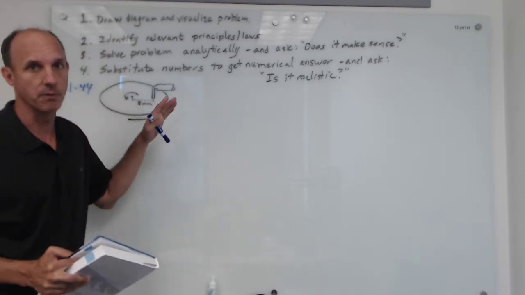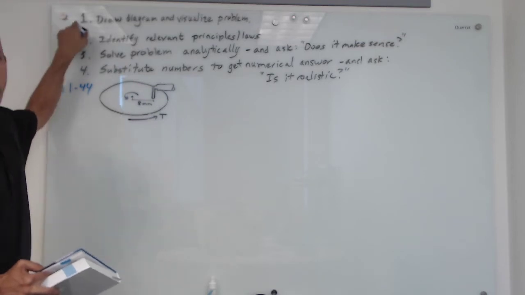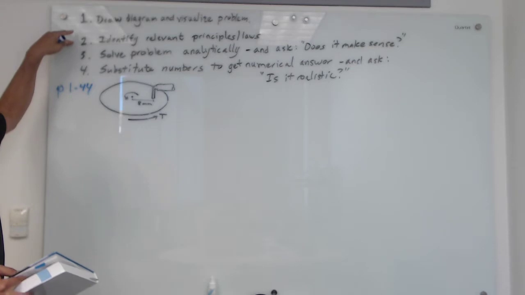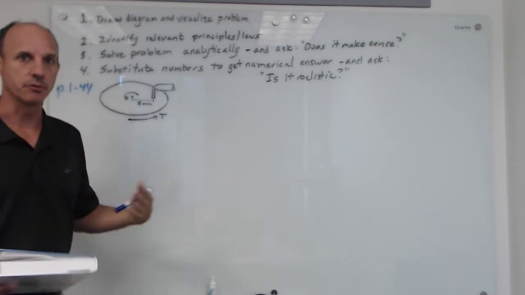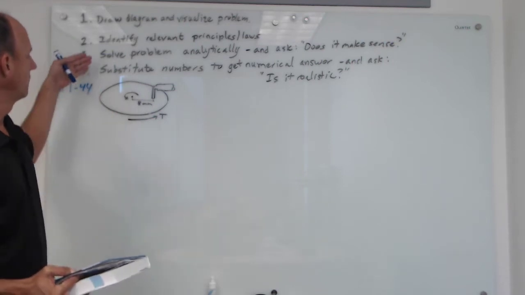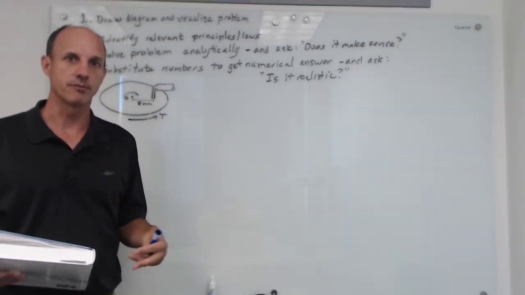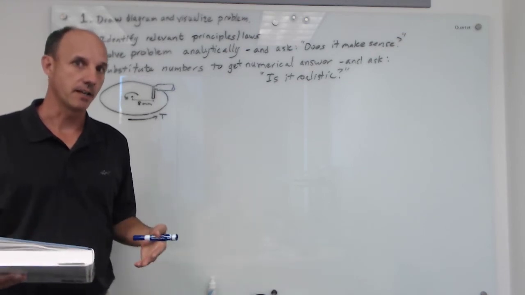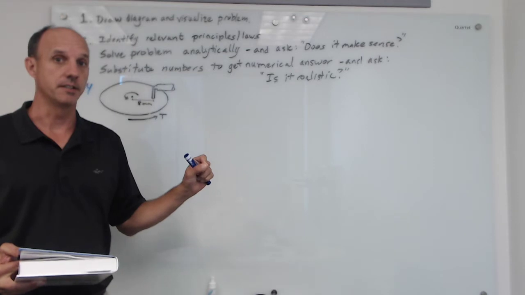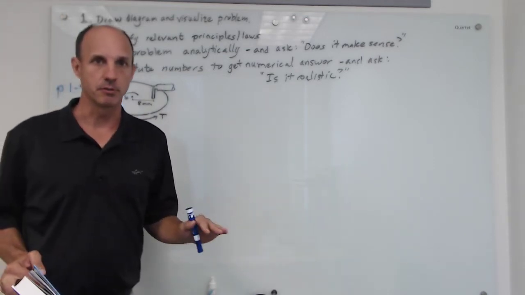When you work through problems, try to approach it in 4 steps. First one being draw a picture, visualize the problem. 2, identify the relevant principles or laws that you're going to need in order to analyze that problem. In the 3rd step, you're going to organize, rearrange those different laws in a way that allows you to solve for the unknown that is being asked for in your problem. And in the last step, I want you to substitute numbers.